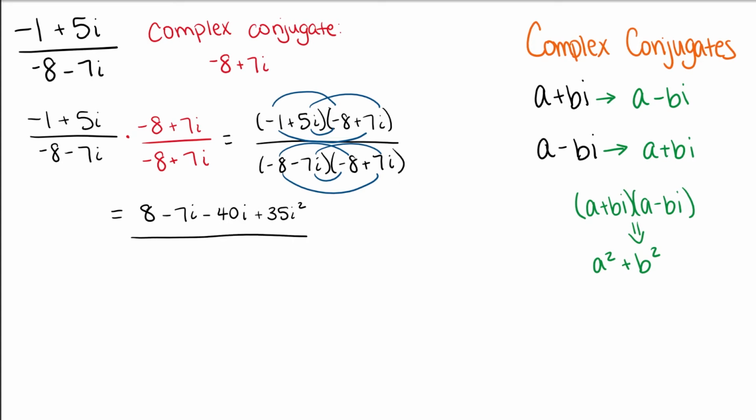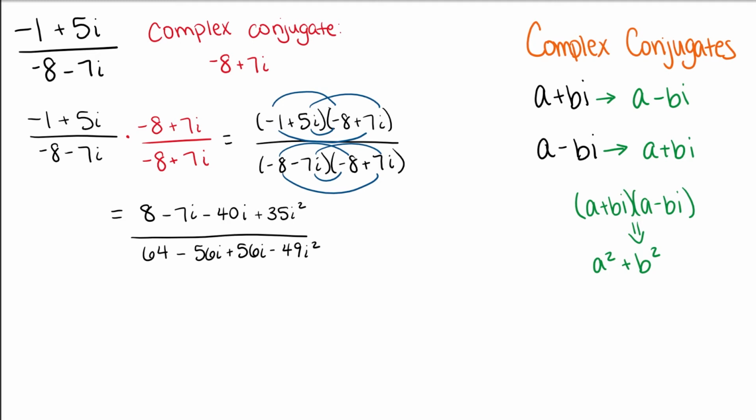All over, negative 8 times negative 8 is positive 64. Negative 8 times 7i is negative 56i. Negative 7i times negative 8 is positive 56i. And negative 7i times positive 7i is negative 49i squared.